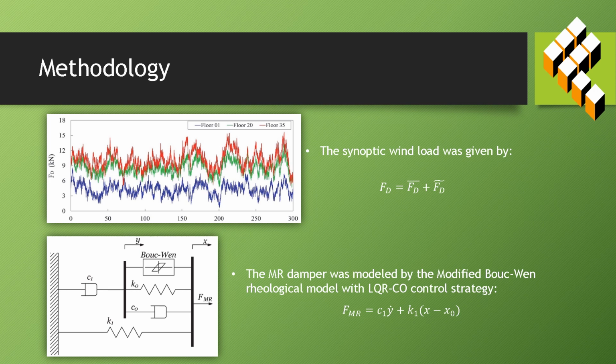The drag force of the synoptic wind was determined by a mean component and a fluctuating component, and the MR damper was modeled by the modified Bouc-Wen rheological model with an LQR clipped optimal control strategy, composed of stiffnesses and dampers that result in a damping force.